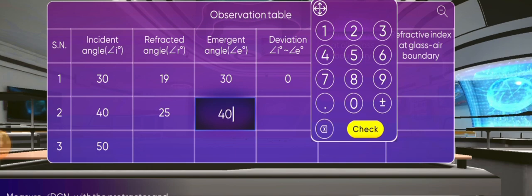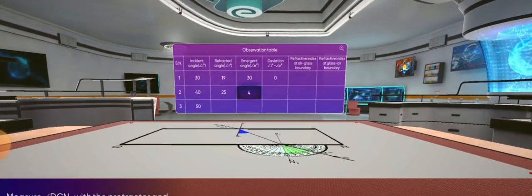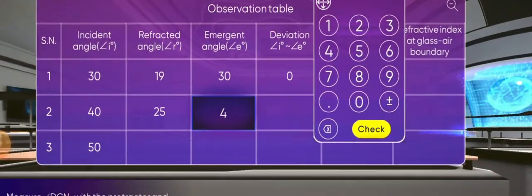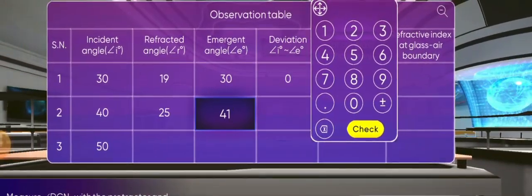I kept 40 and let's check it. It is not correct. I guess it is 41. No, I do it again. I did not type properly. So it is 41. I guess I saw 41.